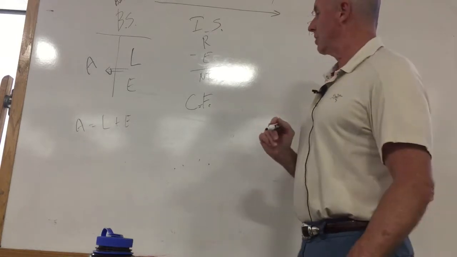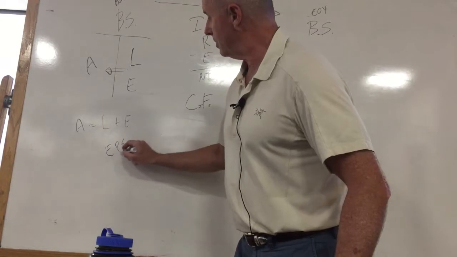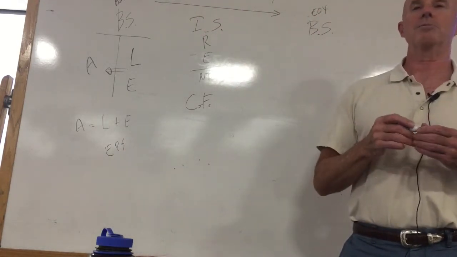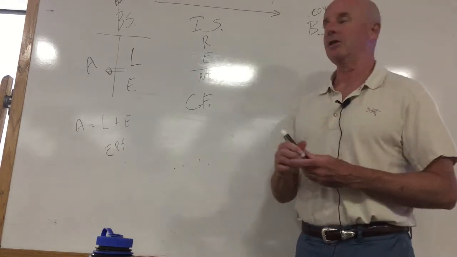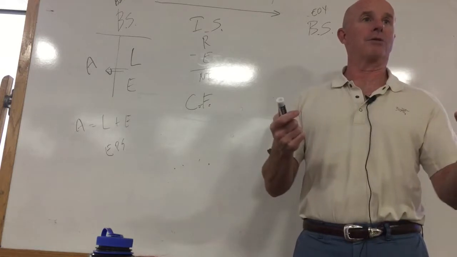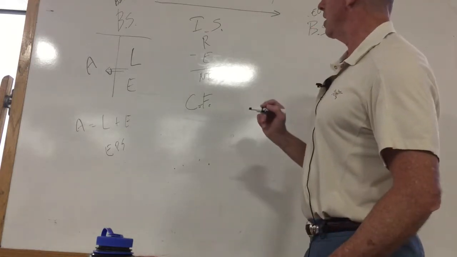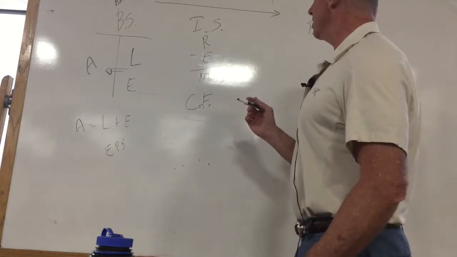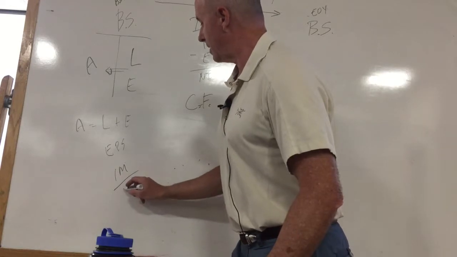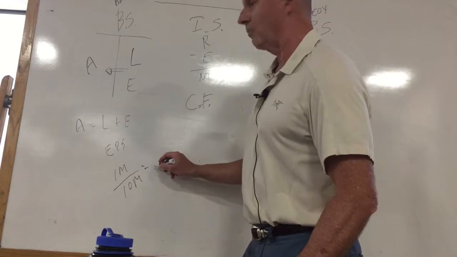So we'll talk about ratios. But one of the big ratios is called EPS. Anybody ever hear that? Earnings per share. Earnings per share is the net income divided by how many shares are outstanding, how much stock is outstanding. So say a company had net income of $1 million and 10 million shares outstanding, that would be EPS of what?